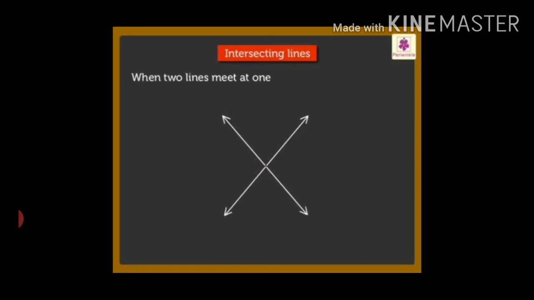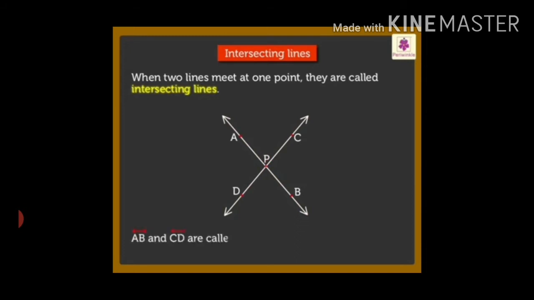Now, let us learn about intersecting lines. When two lines meet at one point, they are called intersecting lines. Here, line AB and CD meet at point P. Hence, line AB and line CD are called intersecting lines.